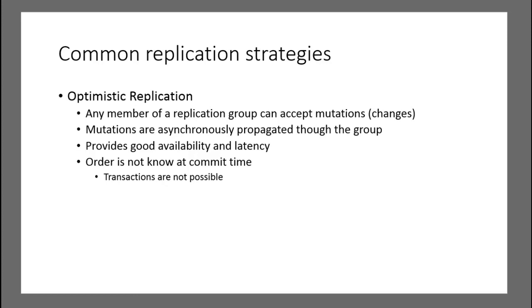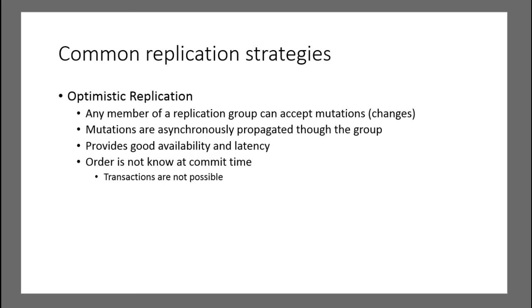In this case, any member can create a change or a mutation. These mutations are then sent to every other member in the group, and they're sent asynchronously. This means that you've got good fault tolerance because the data is sent out. You have good latency, you have good availability, but you have one big problem.